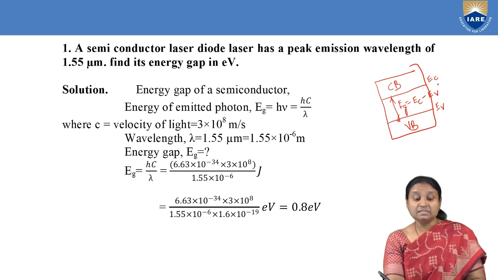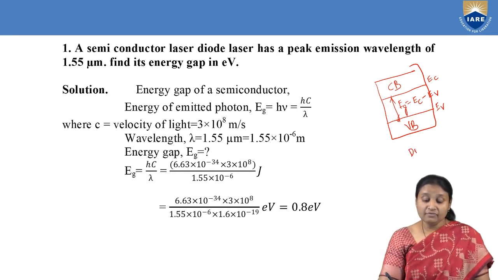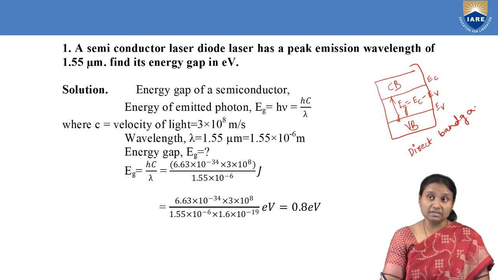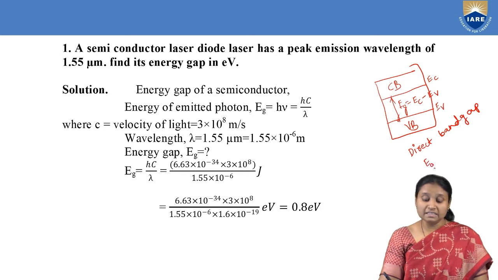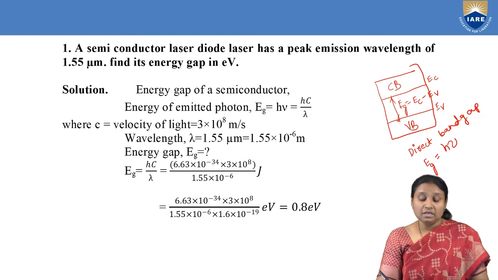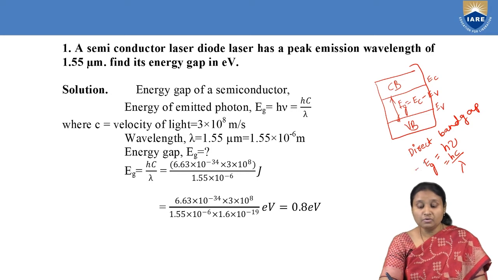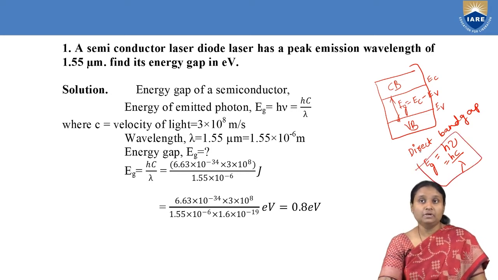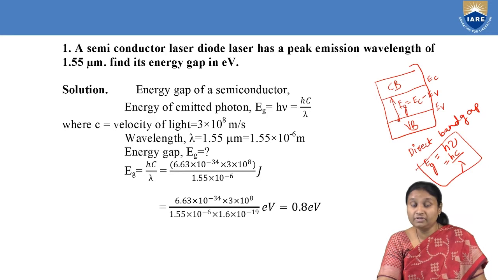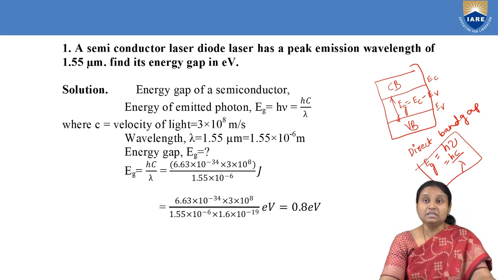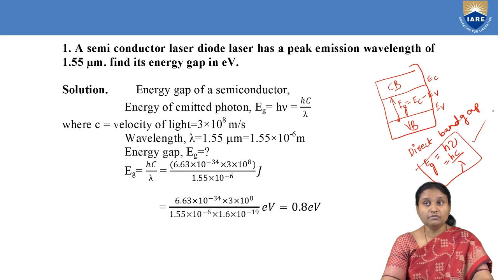But if we consider a semiconductor diode laser, where we use a PN junction formed with direct bandgap semiconductors, in that case this energy bandgap is equal to the energy of a photon. And what is the energy of a photon? It is given as h nu. Nu is frequency, and if you want to write it in terms of wavelength, it becomes hc by lambda. So we can find the energy gap once we are given the wavelength, or we can find the wavelength once we are given the energy gap, in the case of a semiconductor laser diode, by making use of this formula.